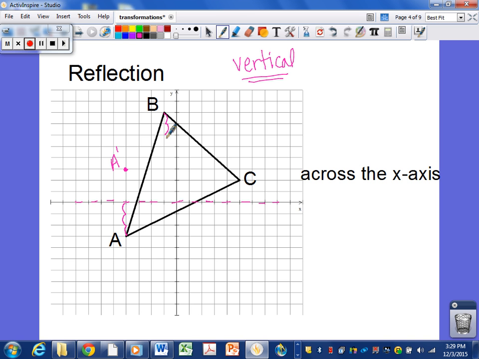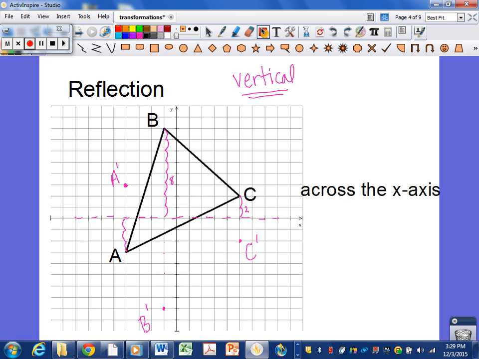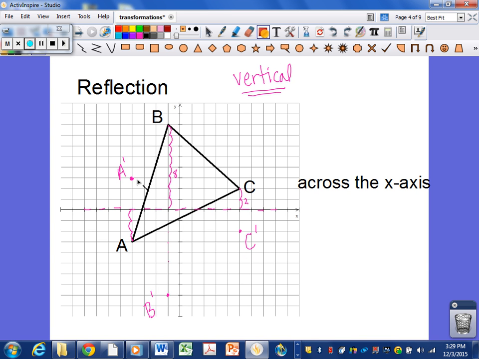B is 1, 2, 3, 4, 5, 6, 7, 8 units above the line of reflection. It's going to end up 1, 2, 3, 4, 5, 6, 7, 8 units below the line of reflection. C is 1, 2 units above. It's going to end up 2 units below the line of reflection. Okay, you're always counting perpendicularly to your line of reflection. So a horizontal line of reflection, you count vertically. The x values don't change, but the y values do, because you are moving it vertically. Makes sense. So here's your A prime, B prime, C prime.